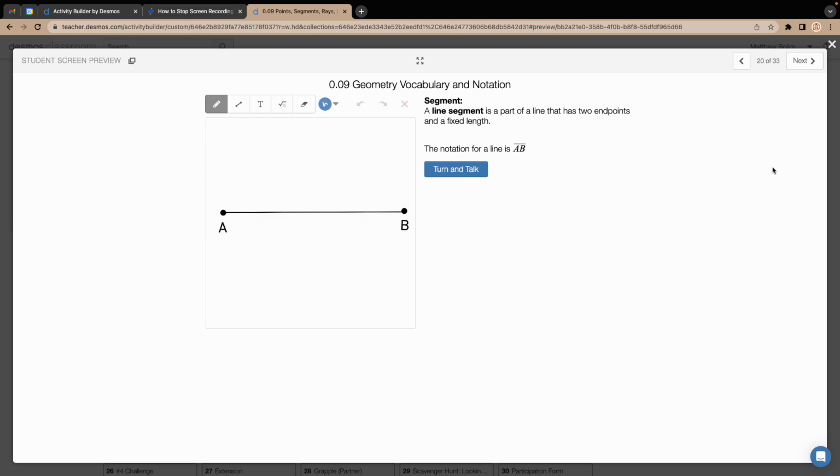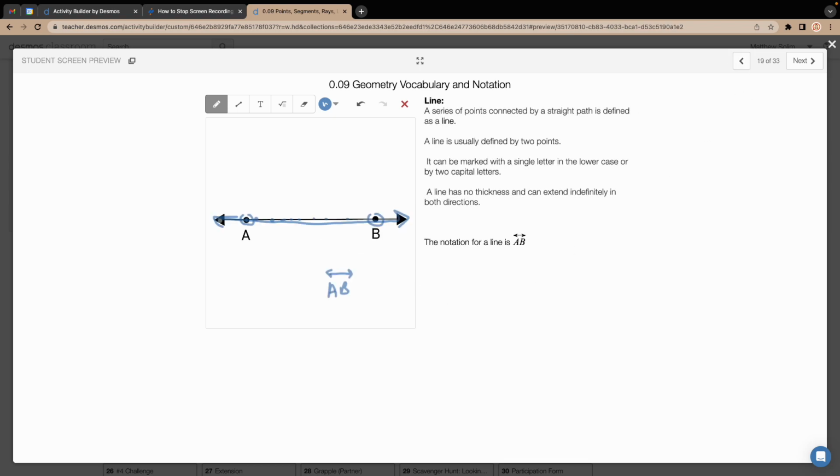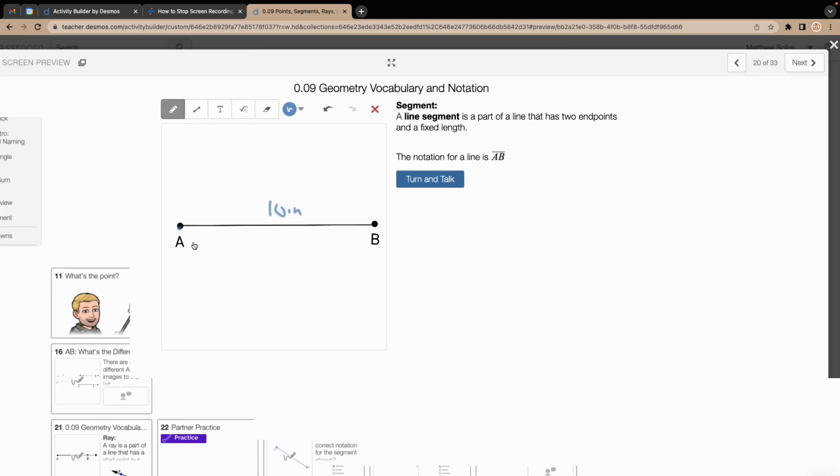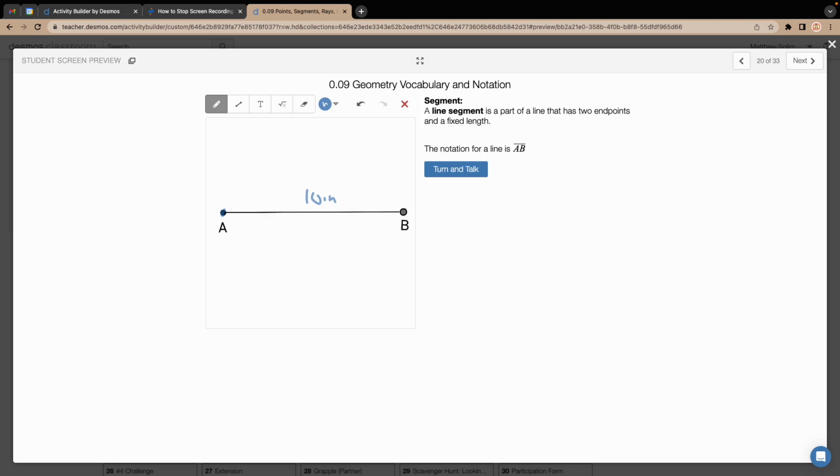Now it's a little different than a segment. A segment is a part of a line, and it has 2 endpoints. And we could actually measure its length. So if I had a ruler, maybe it was 10 inches long, right? We could measure the length. We couldn't measure the length of a line because it goes on forever. So there is no length. But a line segment has a length, and there are 2 endpoints. So point A and point B.